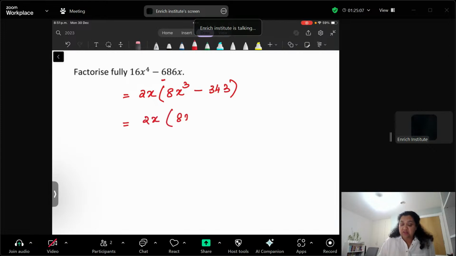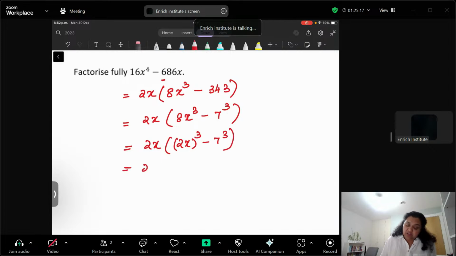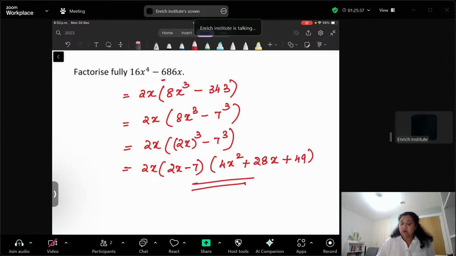So it is 8x cubed minus 7 cubed, and that is equal to 2x into (2x cubed minus 7 cubed), and this is a cubic factor, so it is (2x minus 7) and then (4x squared plus 14x plus 49), where 7 squared will be 49. So this is that formula for x cubed minus y cubed. If you remember that, you will be able to do this question.